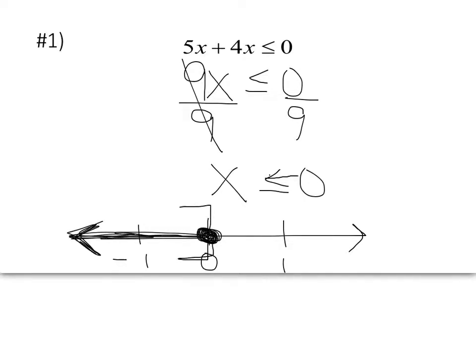Or it would be considered a bracket. So it's either a closed circle or a bracket. The worksheet shows closed circles. Okay? And you can always check your answer by choosing a value on this side and plugging it in for x and seeing if it's true. So if I choose -1, is -1 less than or equal to 0? Yeah, so you know that you're correct.